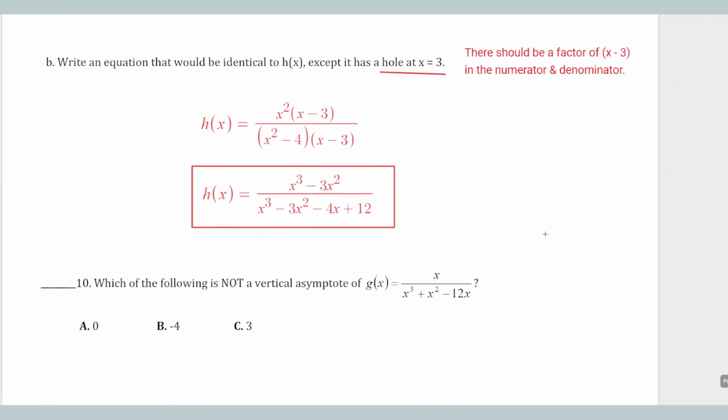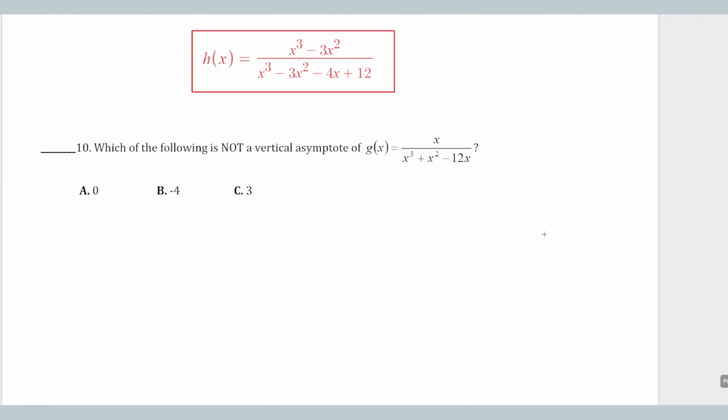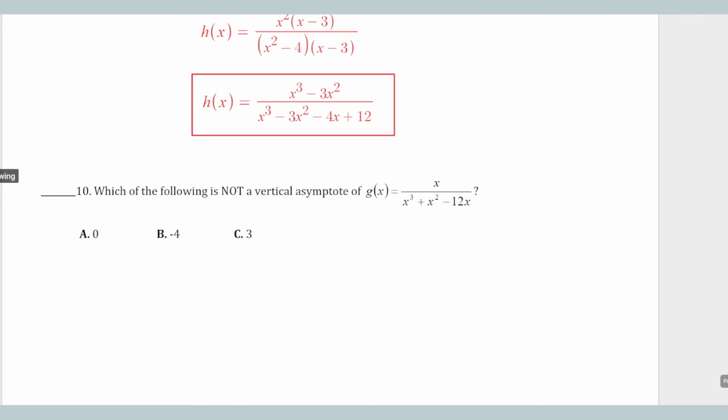For number 10, which of the following is, looks like this is it. Just a little multiple choice question for you. Which is not a vertical asymptote of this function? So let's go ahead and factor out the denominator. That's really going to be what gives us our answer here. x cubed plus x squared minus 12x would factor to be x times x plus 4 times x minus 3.